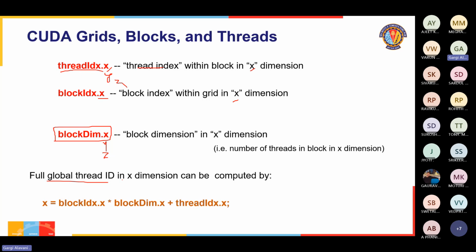So if you want to calculate this global thread index in the X dimension, you can compute it as blockIdx.x times blockDim.x plus threadIdx.x: which block in X, what is the dimension of a block, and in this block, what is the thread ID. Okay, so we'll see examples. If it is still not clear, then we can discuss this formula again.